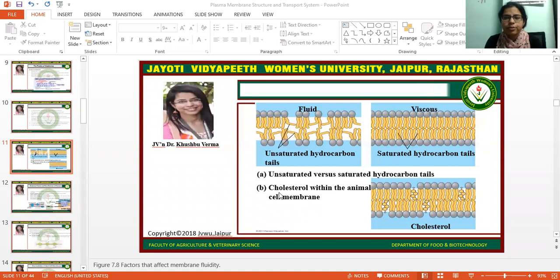On the other hand, if you are talking about cholesterol within the animal cell membrane, it behaves dual in nature. If the temperature goes high, it will maintain the interaction between nearby phospholipid molecules. On the other hand, if the temperature goes down, it will behave like a barrier between phospholipid molecules.